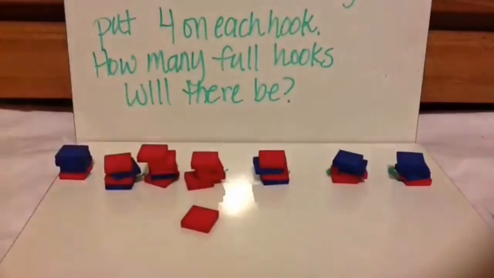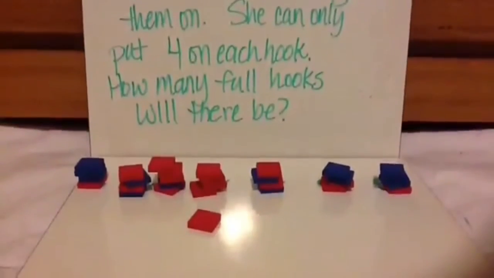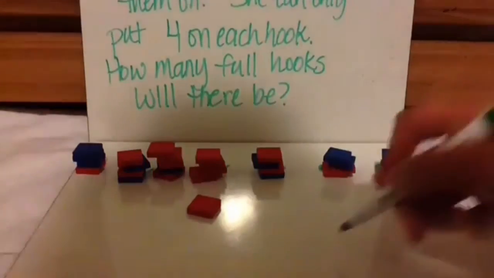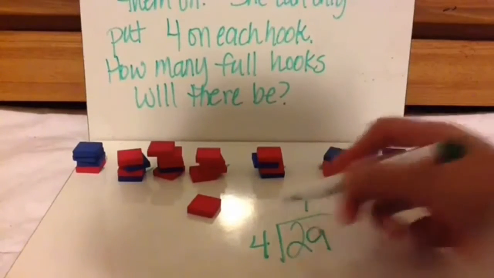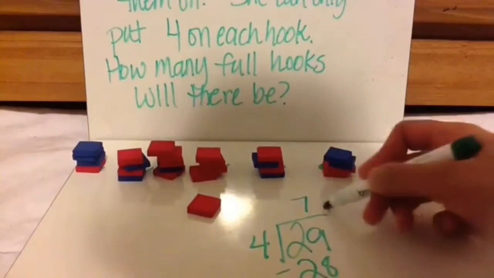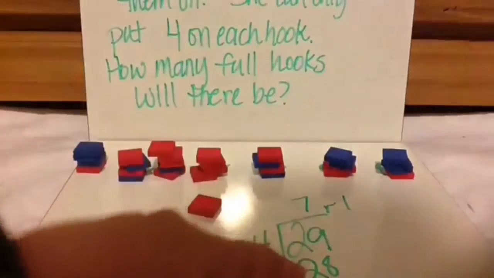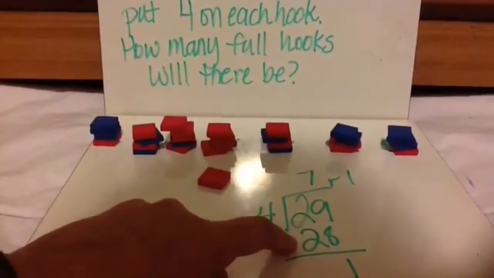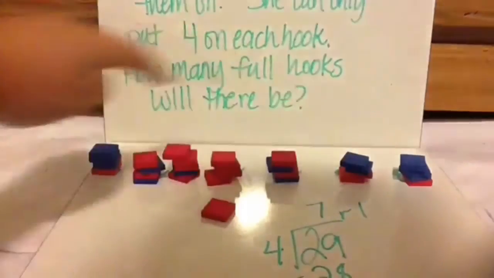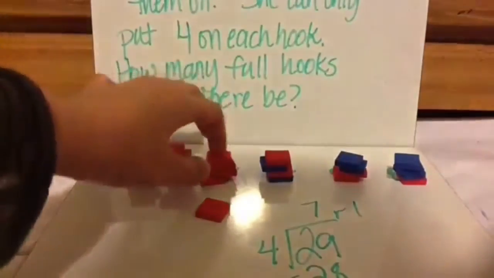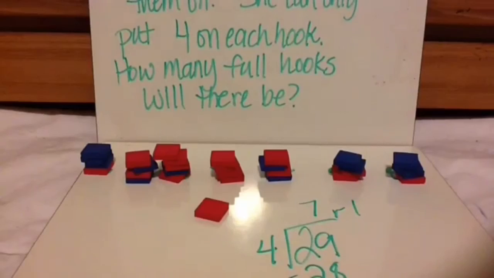And then obviously there's 29 total necklaces because that's what the question says. She has 29 necklaces and has hooks to hang them on, 4 to a hook. How many full hooks will there be? So when you do the division, 4 goes into 29 7 times. 7 times 4 equals 28. 1 left over. 7 remainder 1. This means 7 full hooks, 1 left over. 28 of the necklaces will be on full hooks. 1 will not be on a full hook. So 4, 8, 12, 16, 20, 24, 28. 1, 2, 3, 4, 5, 6, 7. So 7 hooks, 1 left over. Full hooks, so 7 is my answer.